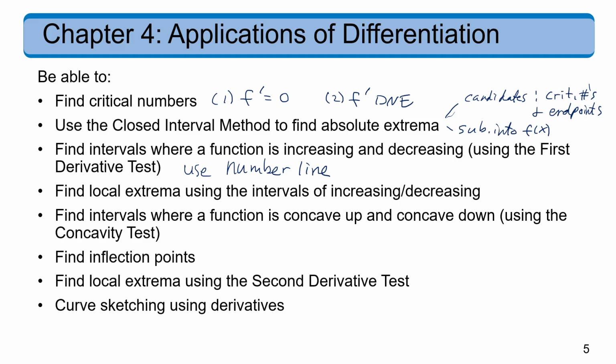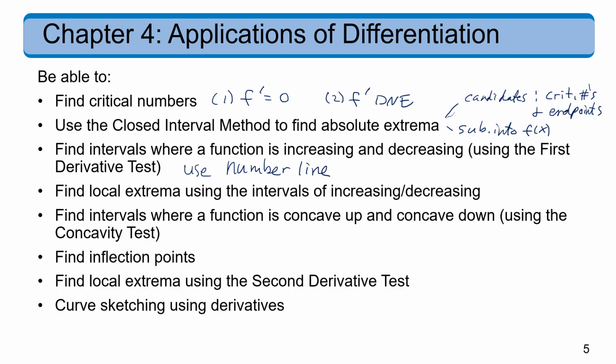Next type of problem, find local extrema. And you use the work you just did, finding the intervals of increasing and decreasing. That tells you where your local extrema are, right? If it switches from increasing to decreasing, you've got a local max. If it switches from decreasing to increasing, you've got a local min. Now there's another method for finding local extrema that we'll get to a little ways down our list.